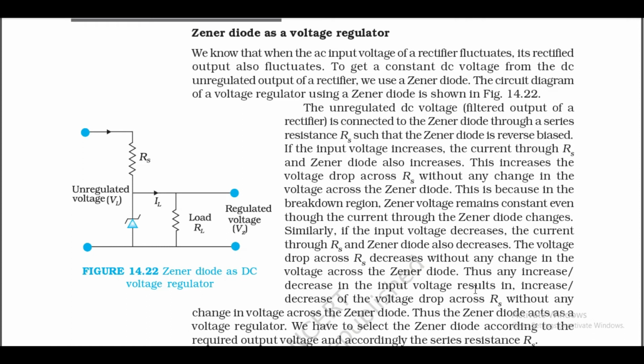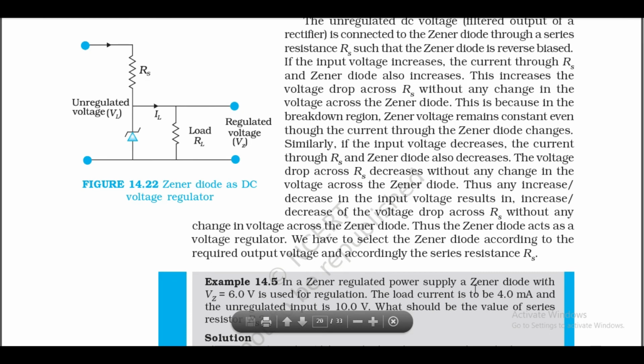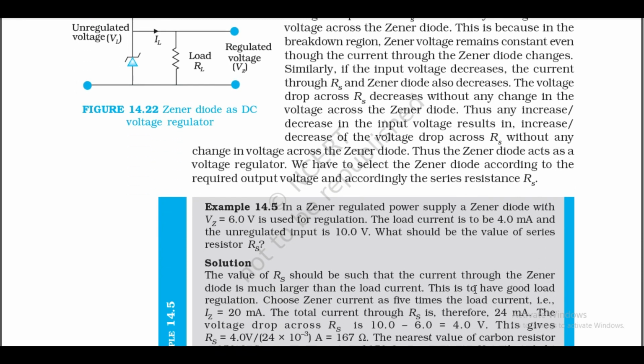Thus, any decrease in the input voltage results in decrease of the voltage drop across Rs without any change in voltage across the Zener diode. Thus, the Zener diode acts as a voltage regulator. We have to select the Zener diode according to the required output voltage and accordingly the series resistance Rs.